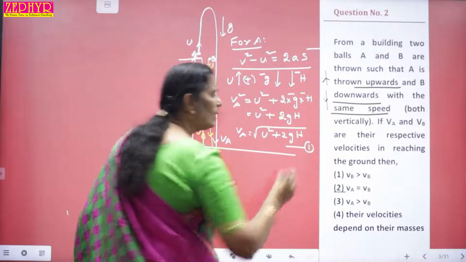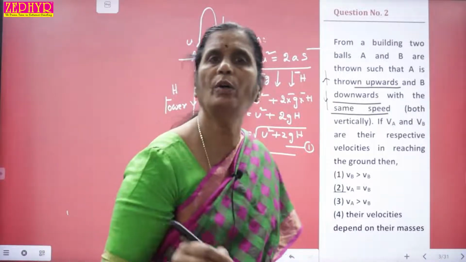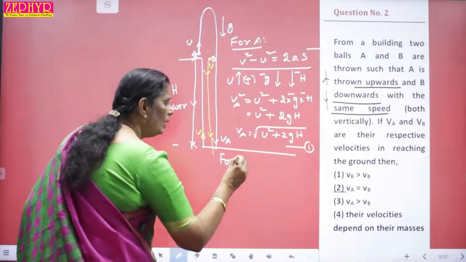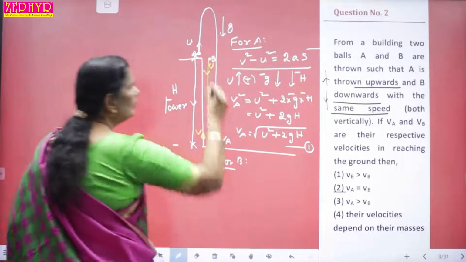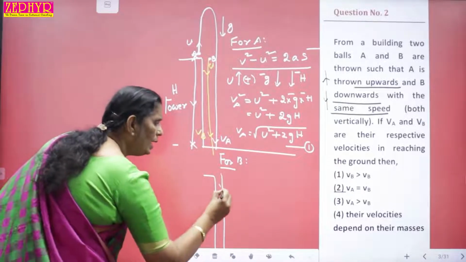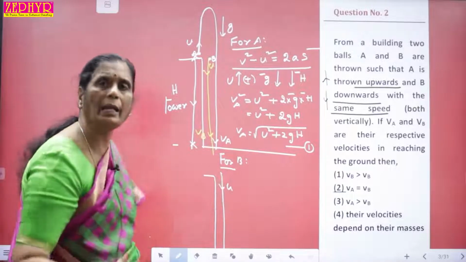Keep it with you. In a similar manner, we have to go for B. For B, this one, the yellow one. Again, if you want, you can draw once again. For B, it is moving down directly.